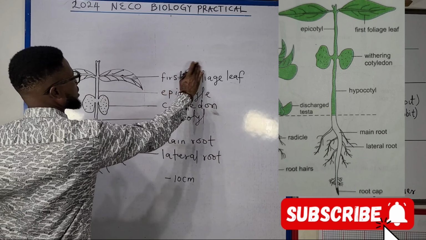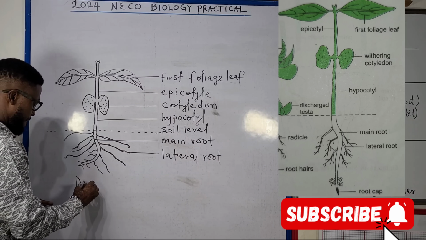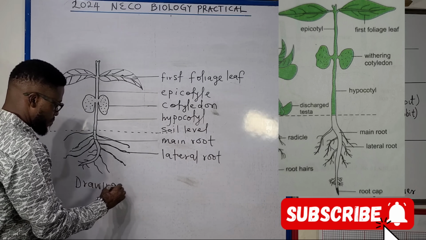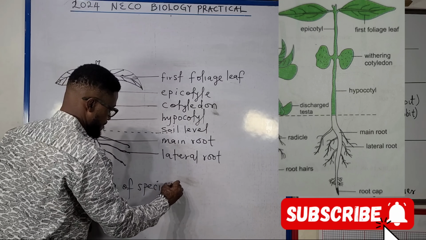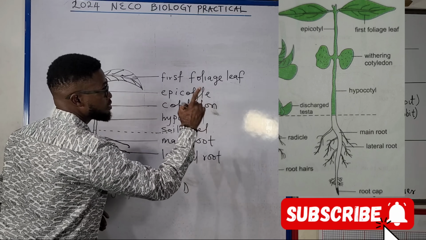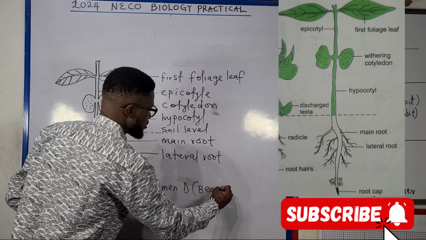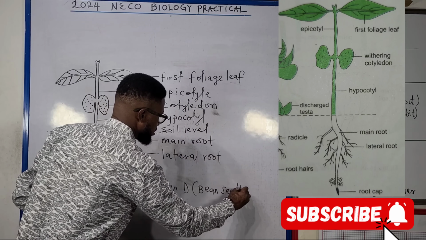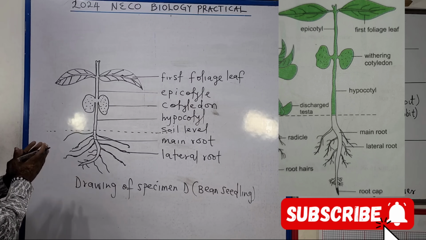So I can take off my 0 centimeter. This you're going to label as drawing of specimen D. Specimen D is being seedling. So, and that just about ends that.